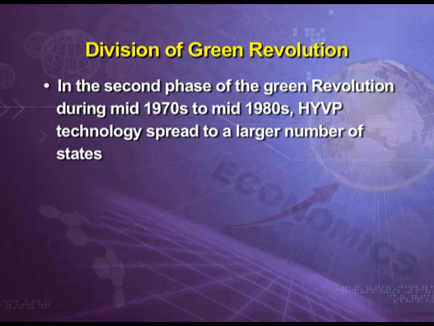But among these, the increase in wheat's production was remarkable. Wheat's production increased by about 7 times. And in the second phase of the Green Revolution, during mid-1970s to mid-1980s, high-yielding variety program technology spread to a larger number of states. The spread of Green Revolution technology made us self-sufficient in food grains. Now we are not dependent on America or any other nation for meeting our food requirements. This is the Green Revolution, which gave us so many benefits.